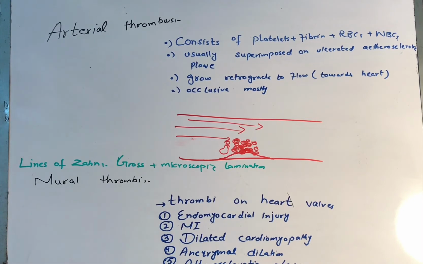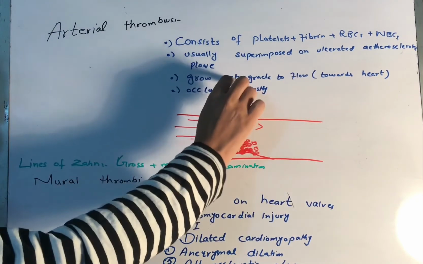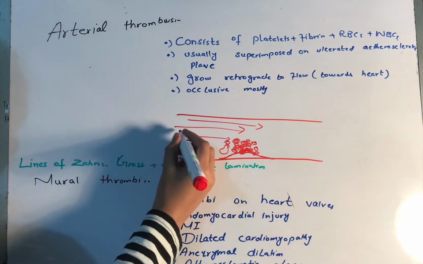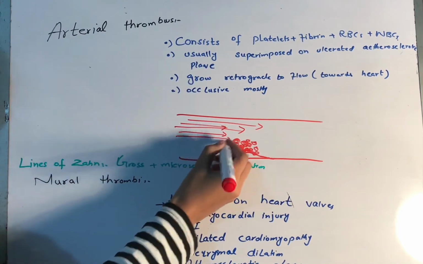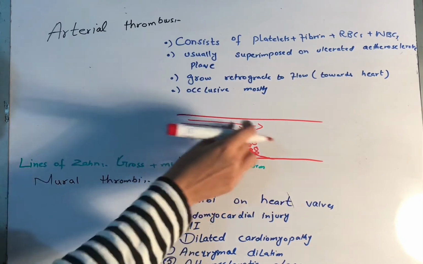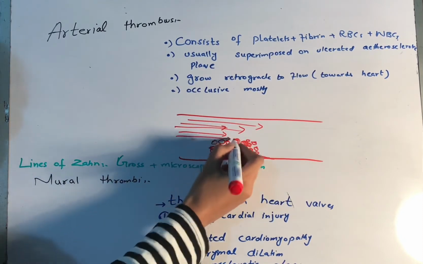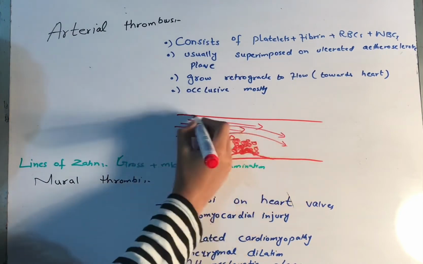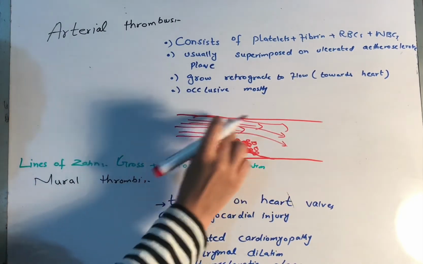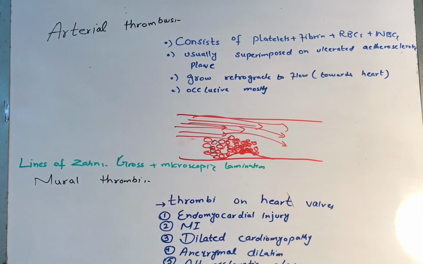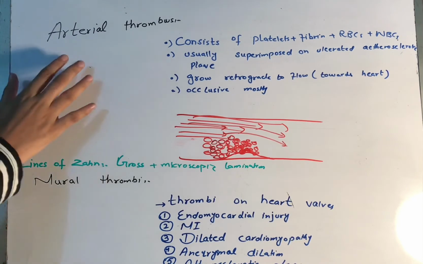Now we have to understand this concept. It grows retrograde means that blood flow in our arteries is away from the heart, but the thrombus will form towards the heart, retrograde to the flow. Why? Because whenever blood is flowing, there is turbulence and there is accumulation of more and more, like blood is flowing like this. So can you see, it is growing retrograde to the flow. So arterial thrombi grow retrograde to the flow, meaning they grow towards the heart, and they're usually occlusive. They are mostly formed in coronary, femoral and cerebral vessels. This was all about the arterial thrombus.